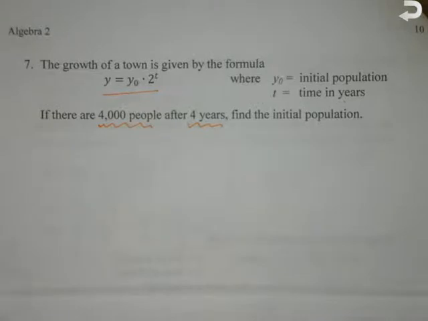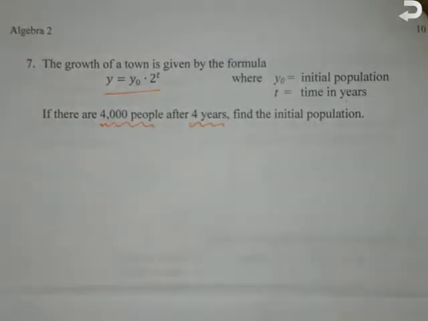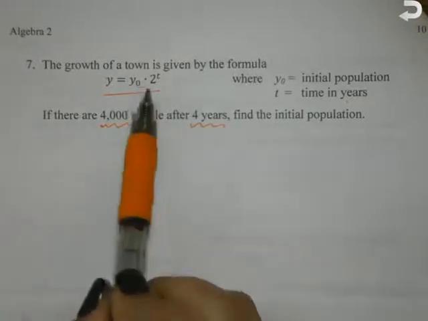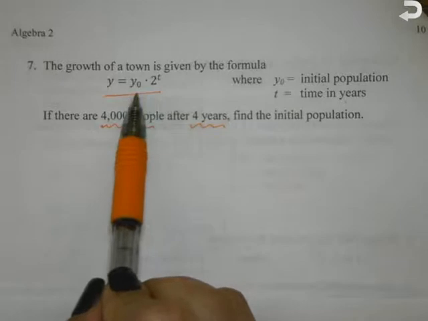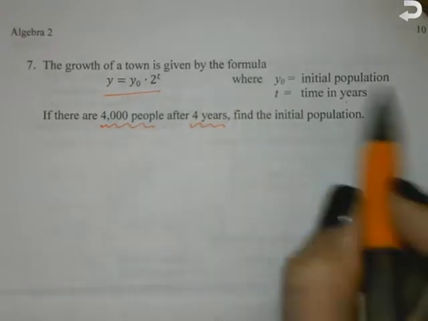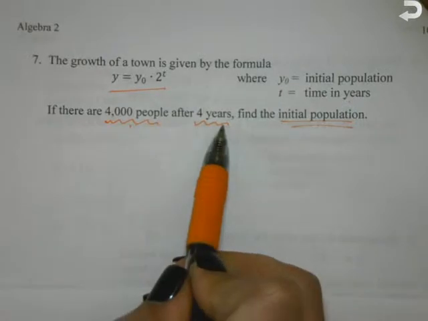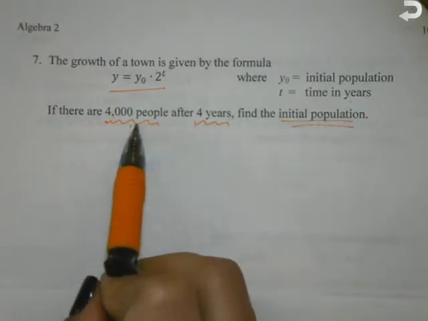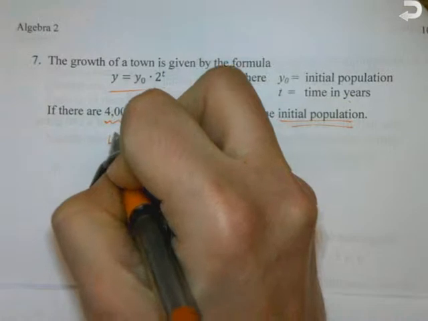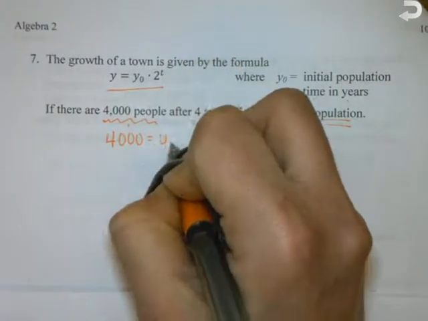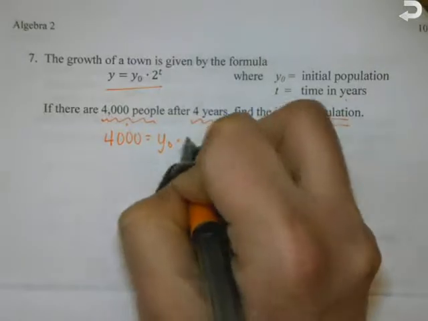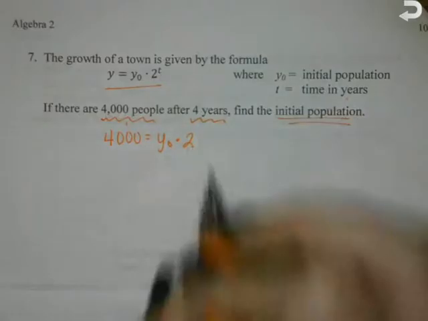Do we plug anything in for y in this case? Well, let's think about it. Do we know what the initial population is? No, that's what we're asked to solve for, right? But they tell us that there's 4,000 people after a measured amount of time. So where are we going to plug 4,000 in for y? This is going to be 4,000 equals y sub 0, we don't know what it is yet, times 2 to the power of 4. Okay, finish it.